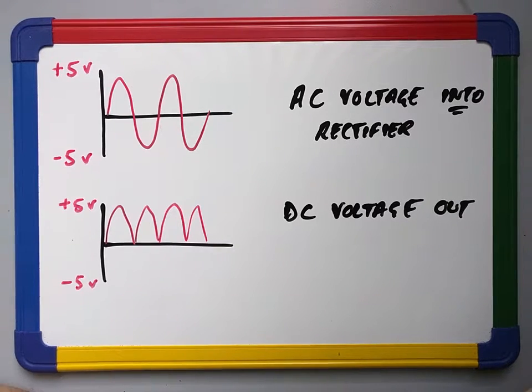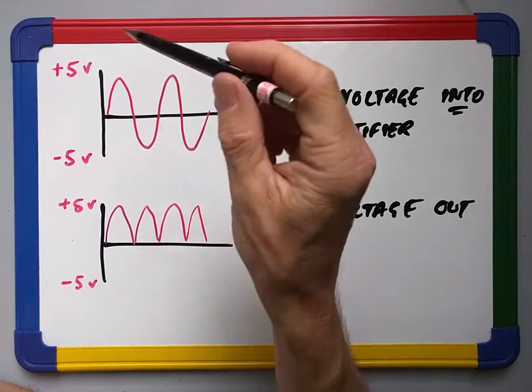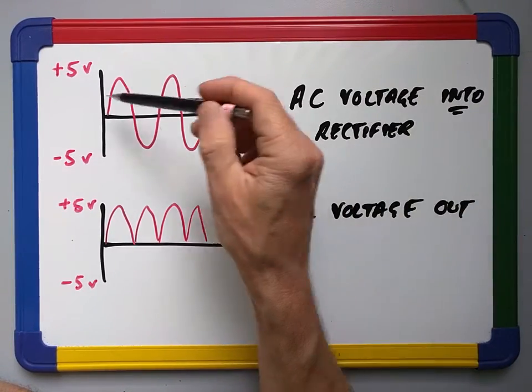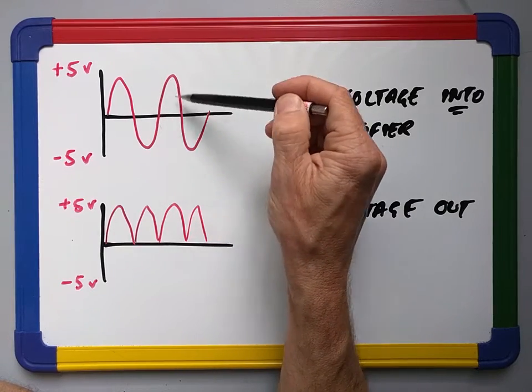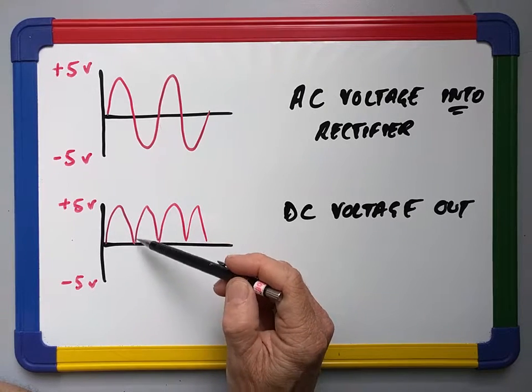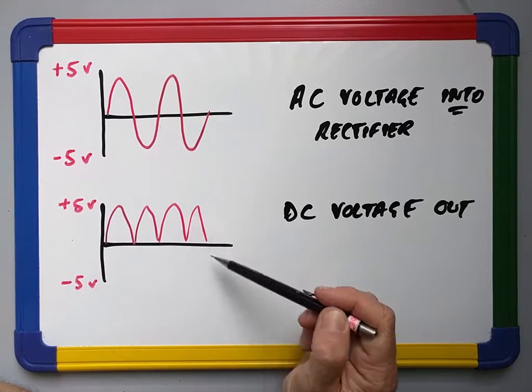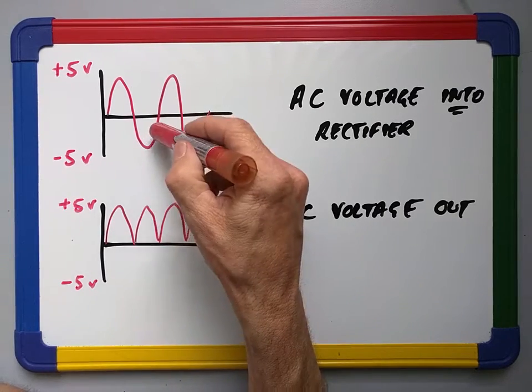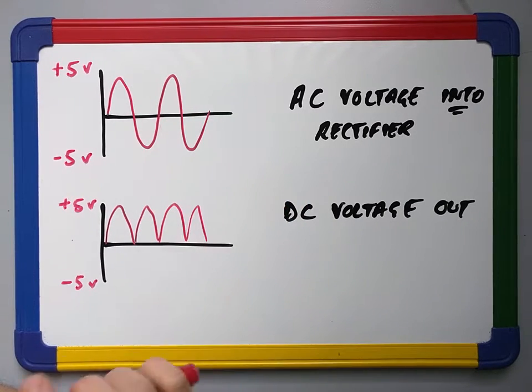So if we sketch a graph of what the voltage looks like going into the rectifier and coming out, the voltage going into the rectifier, because it's an AC supply, it's going positive, negative, positive, negative. Whereas coming out of the rectifier, the voltage is always positive. So we don't get this bottom half. In fact, the bottom half gets flipped around here as the other pair of diodes redirects it.